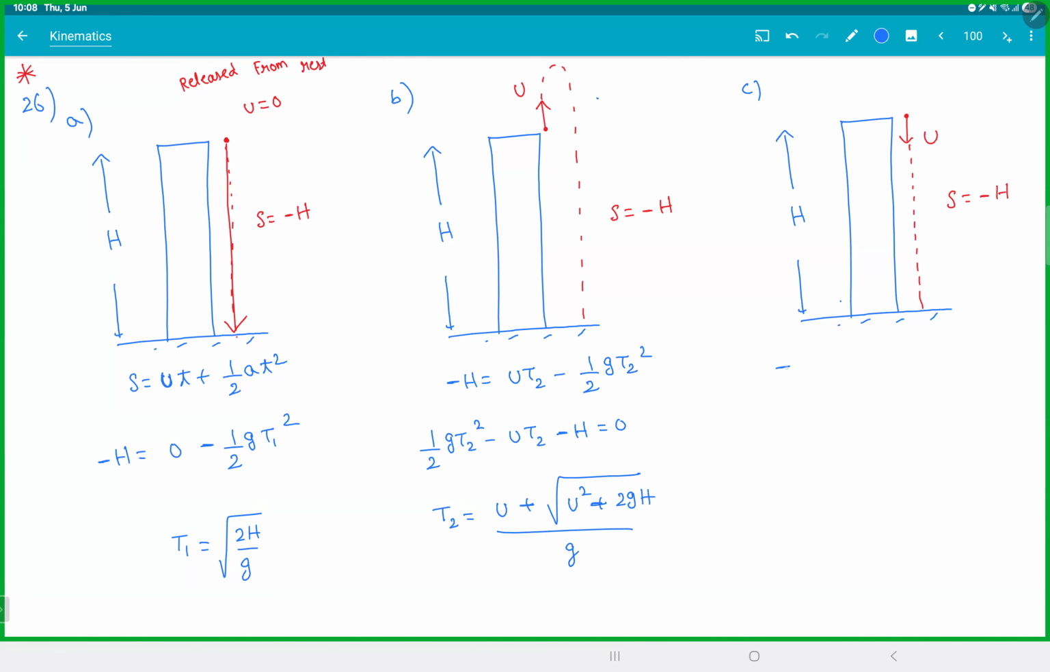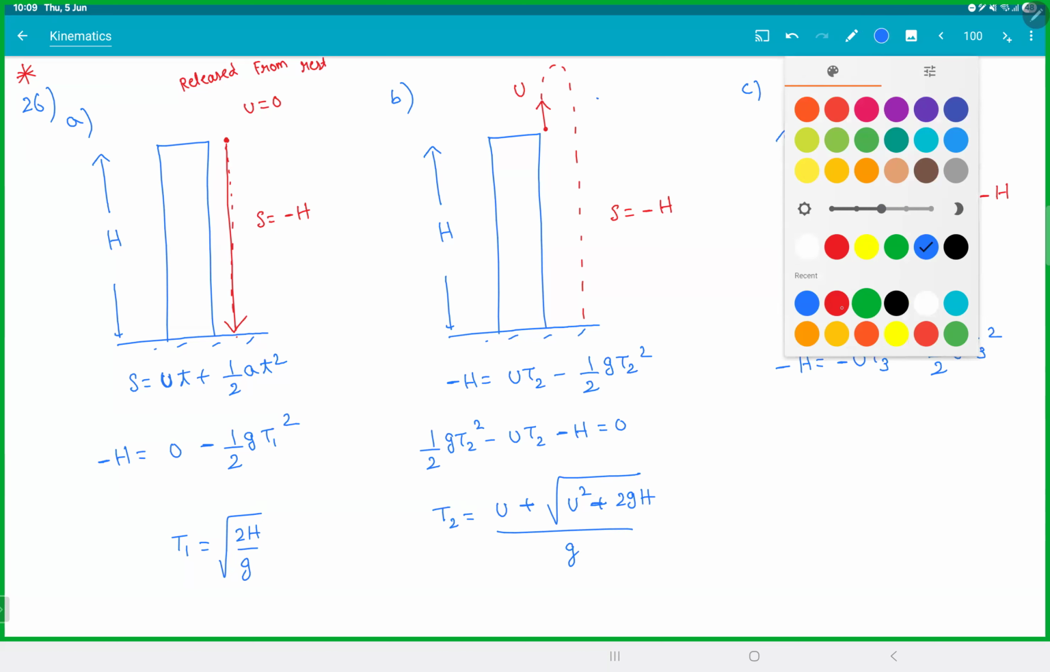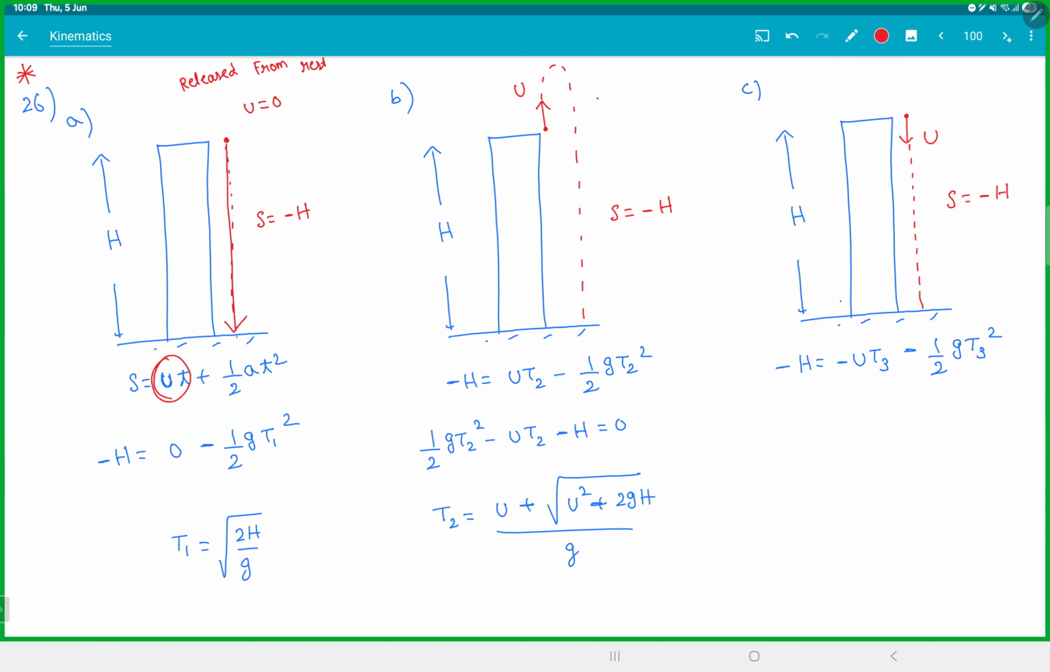What about the third equation? S is minus h, u will be minus. That is the catch. In all three equations, what makes the difference is the sign of u. This is 0, this is plus u, this is minus u. In all three cases, the displacement is the same.